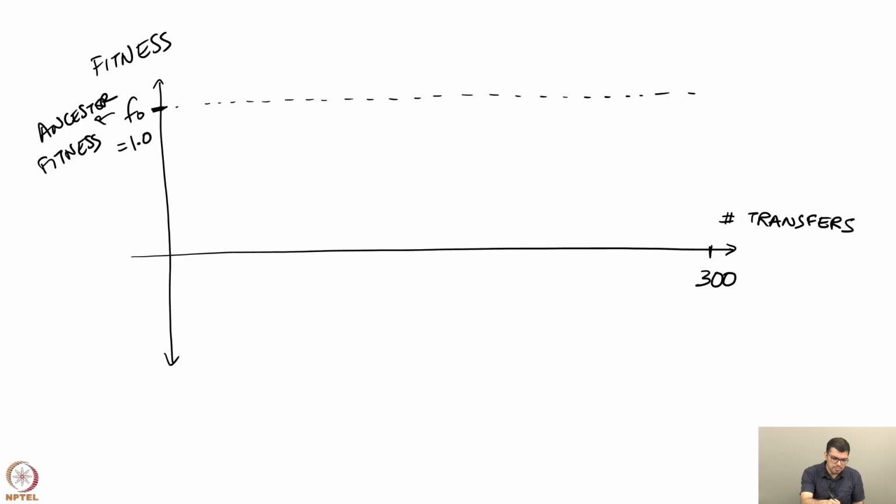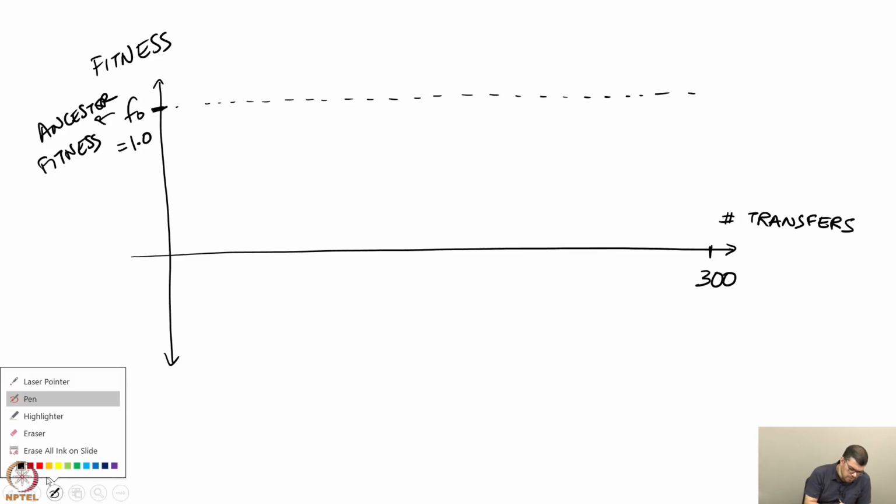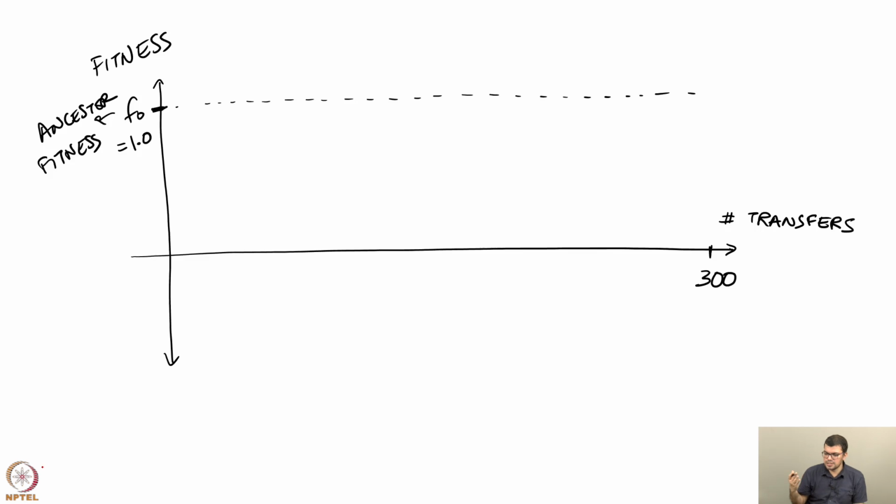So, let's normalize this ancestor fitness to 1. What is seen in all mutation accumulation experiments? Mutation accumulation experiments have been done on a variety of organisms, from C. elegans to E. coli to yeast to Drosophila, and every one of them shows this particular pattern: as populations are propagated, this is what happens to fitness. Fitness decreases almost linearly.